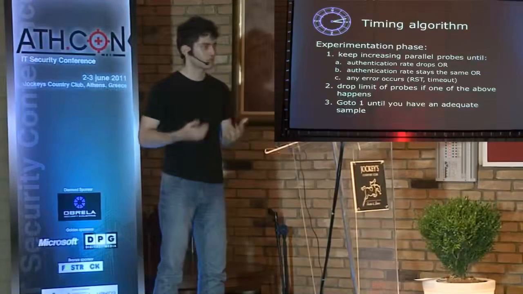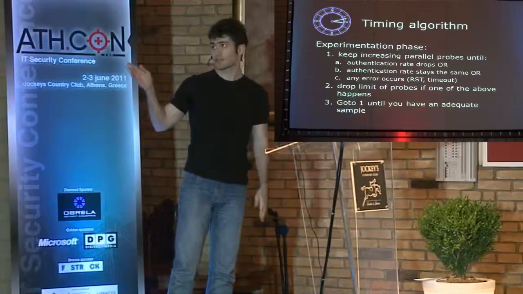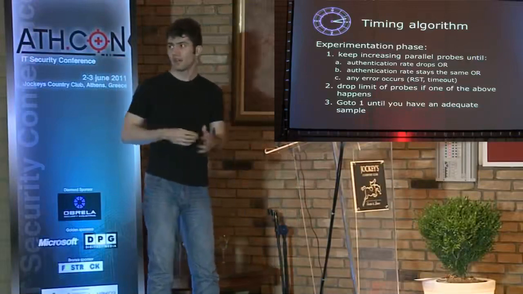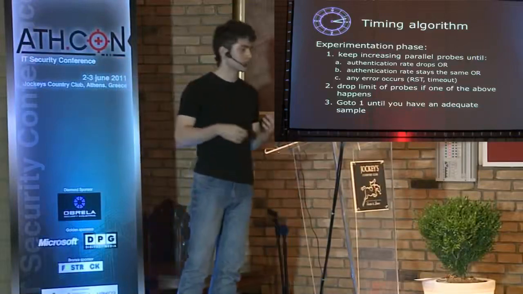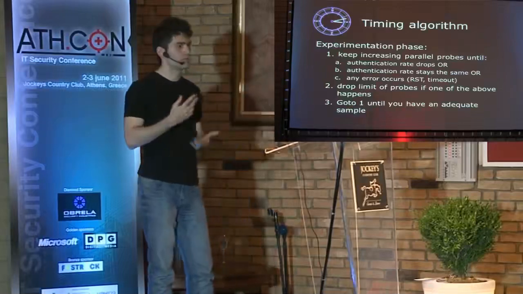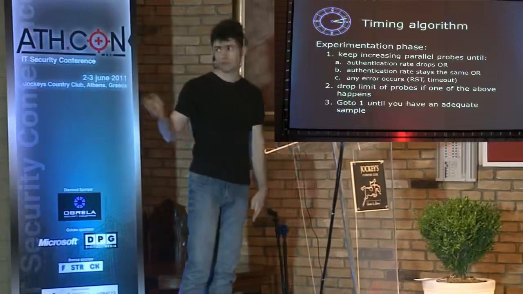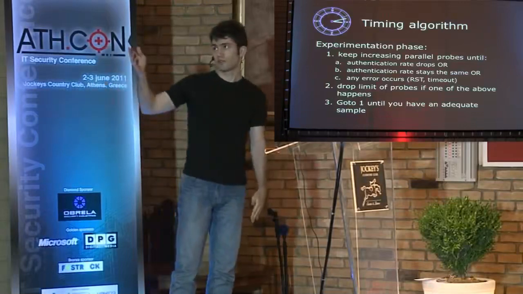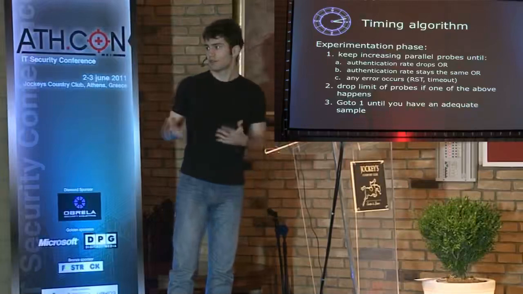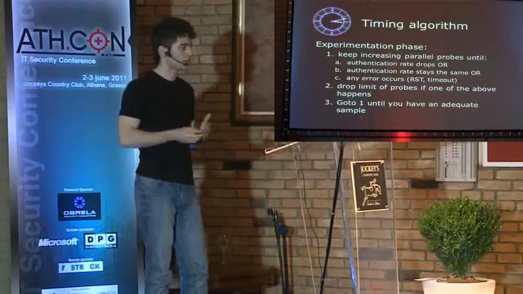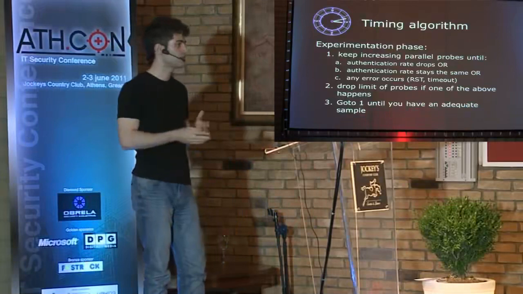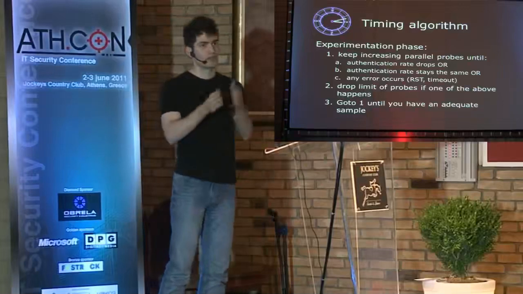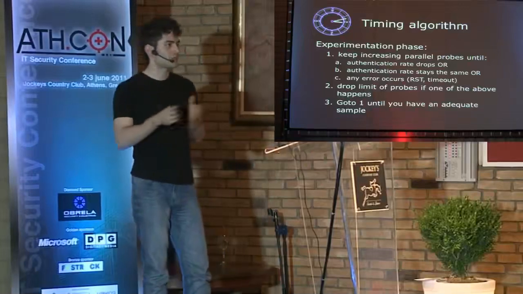We want to save our resources. And if any of these cases happen, then we immediately drop the limit of the parallel probes. And of course, we need to do this a lot of times. We go back to step one, until we have gathered an adequate sample. This sample will essentially be some pairs consisting of an authentication rate corresponding to a certain number of open connections.